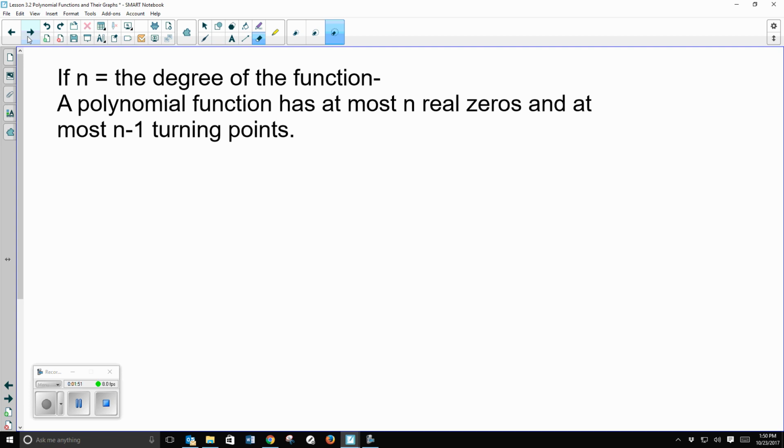So if n is equal to the degree of the function, a polynomial function has at most n real zeros. And remember, we talked about what zeros are. That's where the graph crosses the x-axis. So if it has a degree of 3, then it should at most cross 3 times. And then it should have at most n minus 1 turns. So if it's a degree of 3, then how many turns? 2.